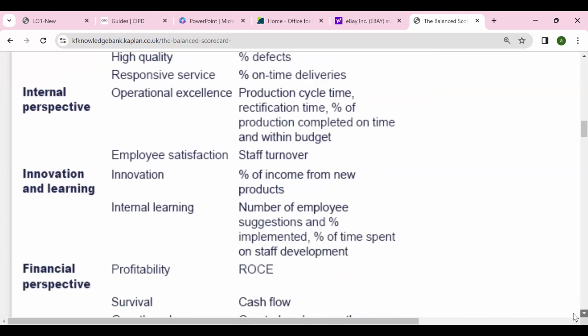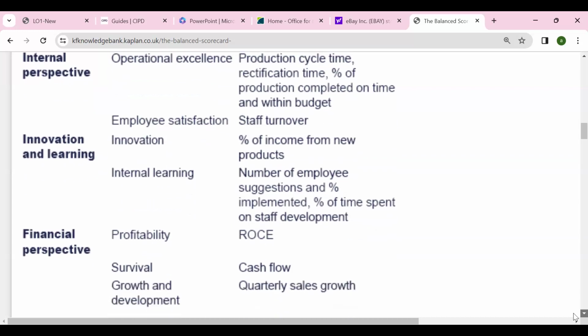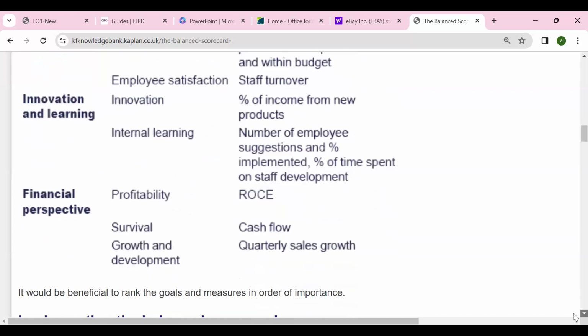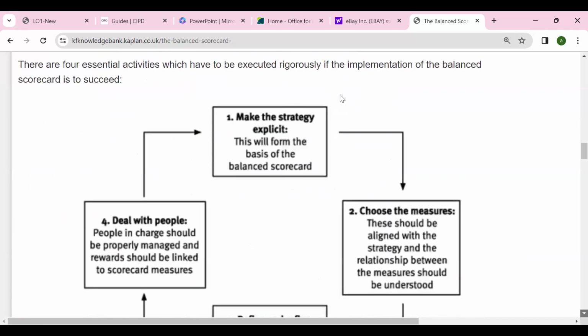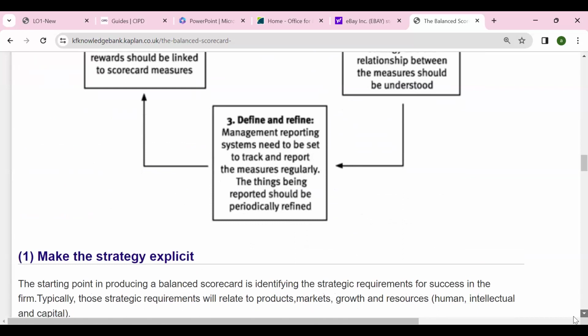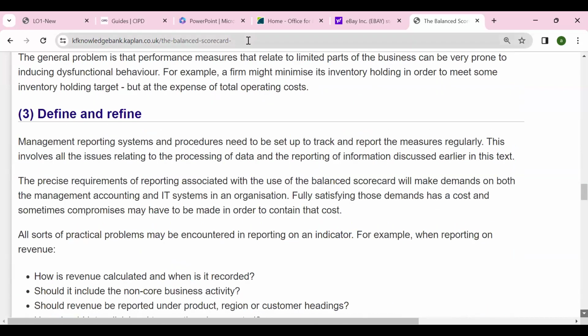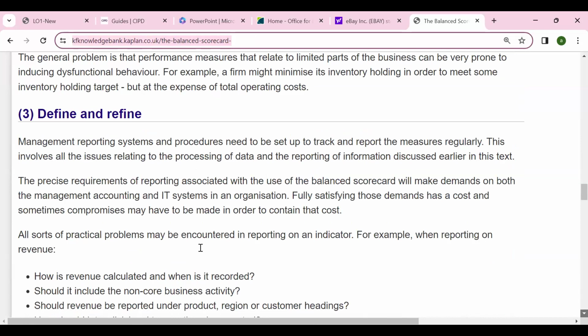For the innovation and learning perspective, we can look at the percentage of income from new products, or employee suggestions, the percentage implemented, and the percentage of time spent on that. For the financial perspective, we can look at ROE, return on capital employed, survival cash flows, growth and quarterly sales growth, and we can make strategies accordingly. We deal with people and all, so it's a good link to explore, with a lot of examples that help us in the real world.